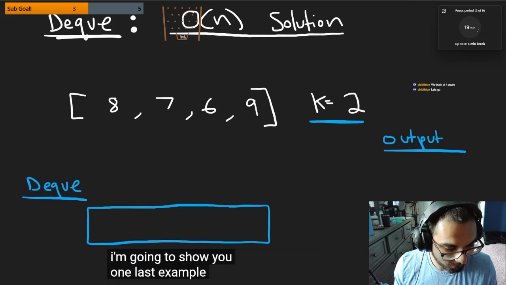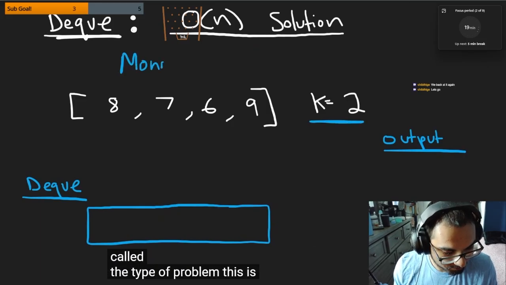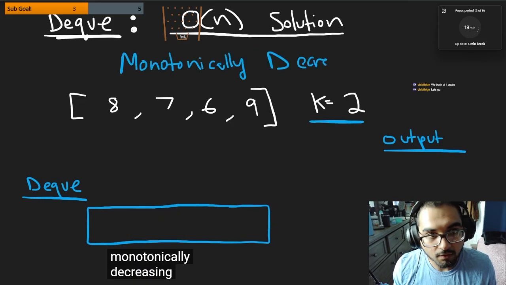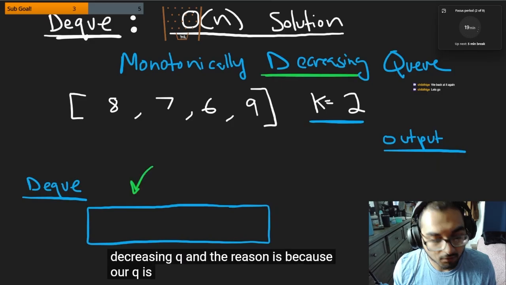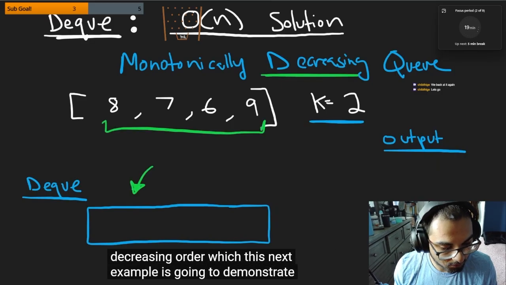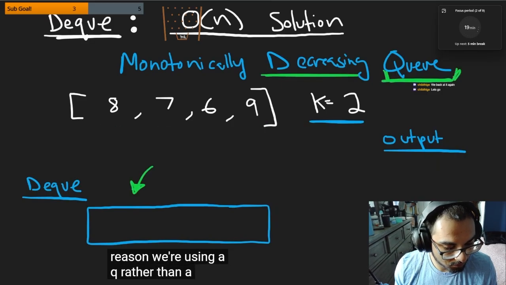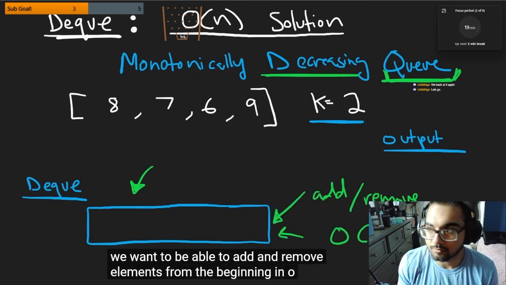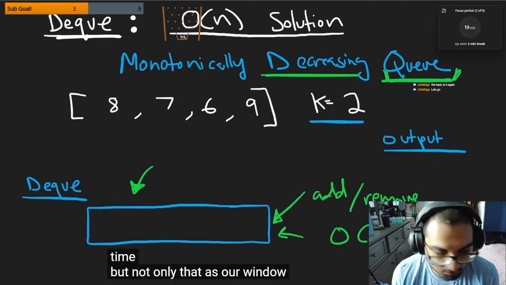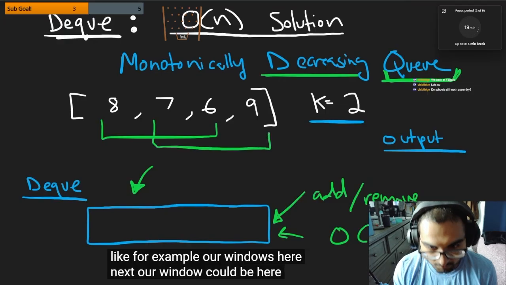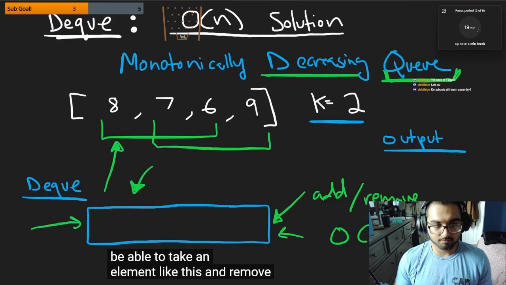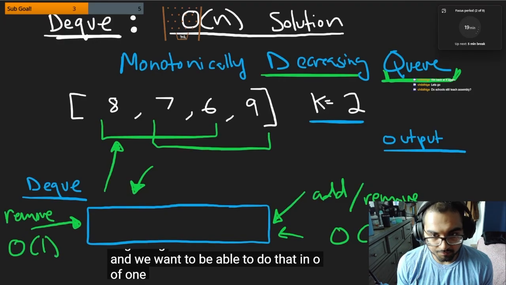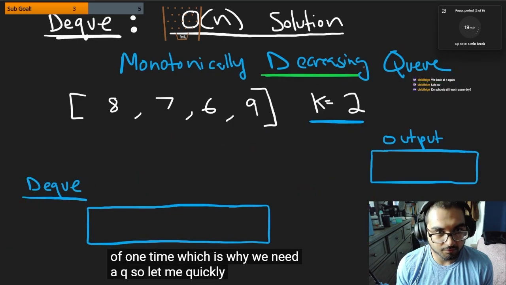And I'm going to show you one last example. By the way, this type of problem is called a monotonically decreasing queue. The reason is that our queue is always going to be in decreasing order, which this next example is going to demonstrate. And the reason we're using a queue rather than a stack is because we want to be able to add and remove elements from the beginning in O of 1 time. Not only that, as our window shifts, for example, our window's here, next our window could be here, we want to be able to take an element like this and remove it from the beginning in O of 1 time, which is why we need a queue. So let me quickly run through this last example.